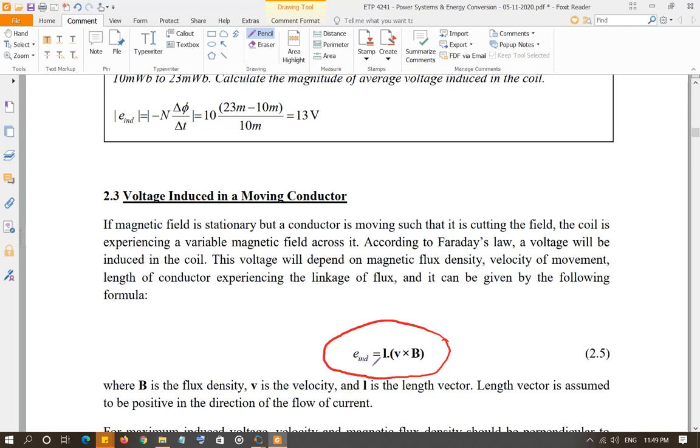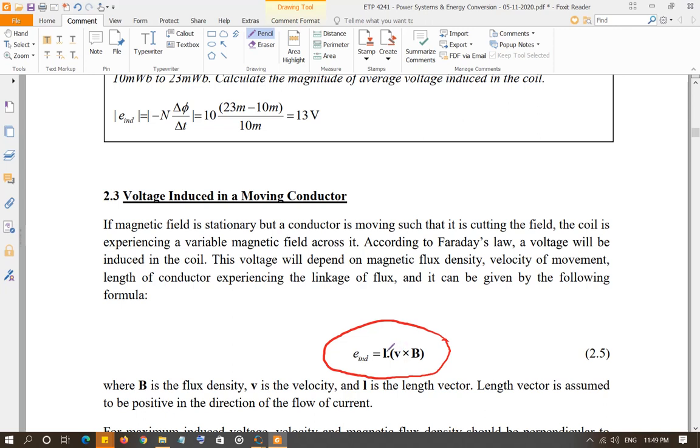So induced voltage will be L dot V cross B. L is the length vector of the coil which is moving in the magnetic field with the velocity V, right? So the natural question is, how do you calculate length as a vector? The way we calculate length as a vector is, of course, length has a magnitude, the length of the coil that is experiencing the magnetic flux, let's say 10 meter for example.